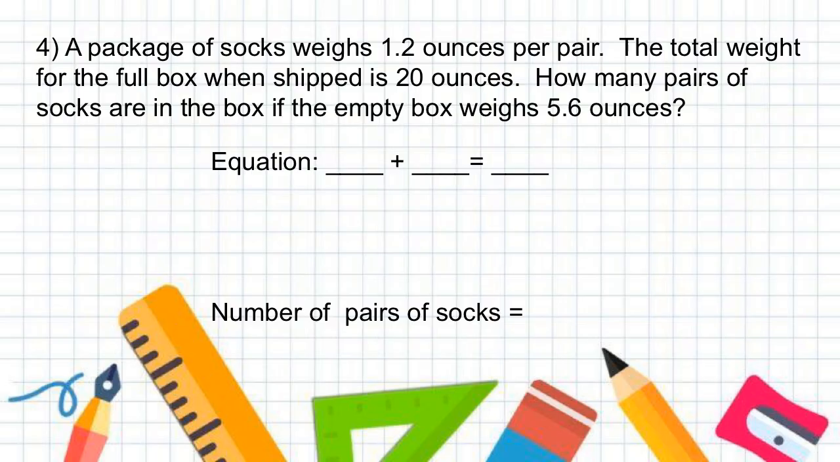This is question number 4. A package of socks weighs 1.2 ounces for every pair. The total weight for the full box when shipped is 20 ounces. You're only going to ship one box. How many pairs of socks are in the box if the empty box weighs 5.6 ounces? All right, just like the last ones, I want you to build this. So pause me, build it. But before you start to solve it, I want you to come back and make sure you have the right equation. Once you have the right equation, then you're going to pause me again and solve it. So go ahead and pause and build.